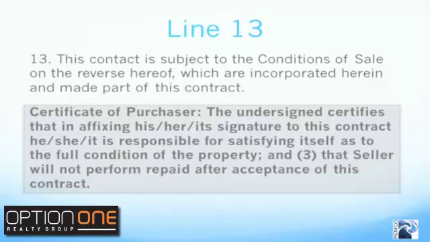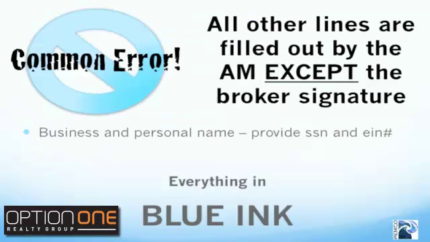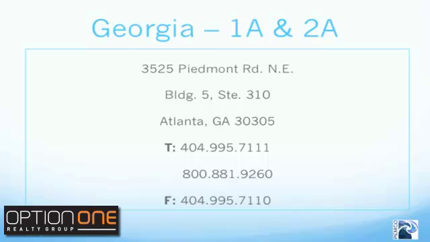All further lines are auto-populated or filled in by the asset management company, except for the broker signature in the bottom center. Please make note that if you are using your actual name and your business name, a social security number and EIN number will be required. Once again, if your business name and your personal name are on the contract, please provide us with both social security and EIN numbers. Well, believe it or not, we are all finished.